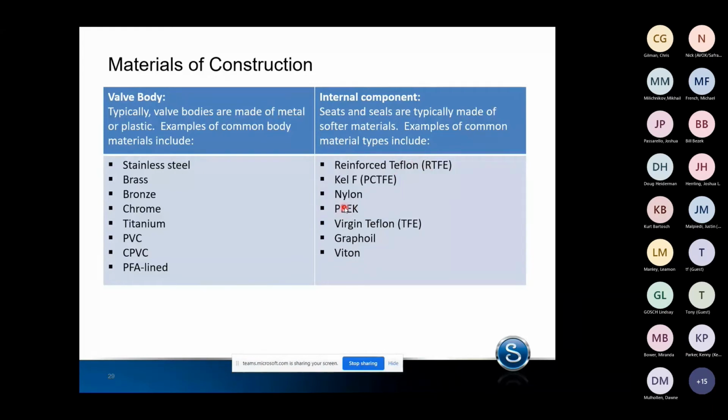PEEK is another very common one, and we have Grafoil on our seals as well when we get into high temperature applications. So if we have to get to 800 Fahrenheit or 1200 Fahrenheit, we can accomplish that with Grafoil, where Teflon, the upper limit of Teflon is usually around 450 Fahrenheit.